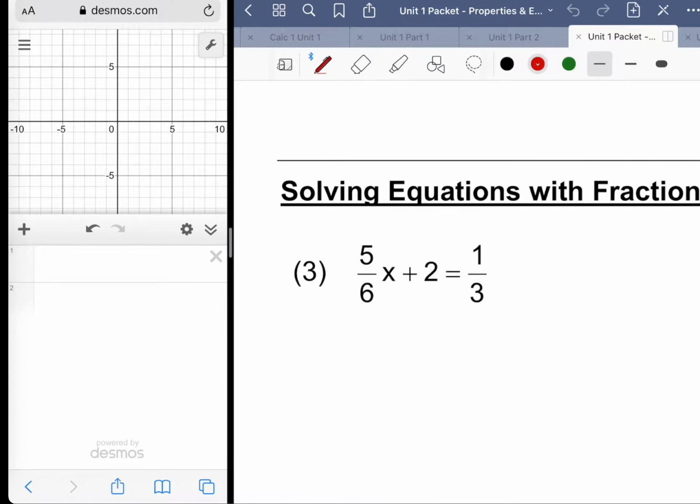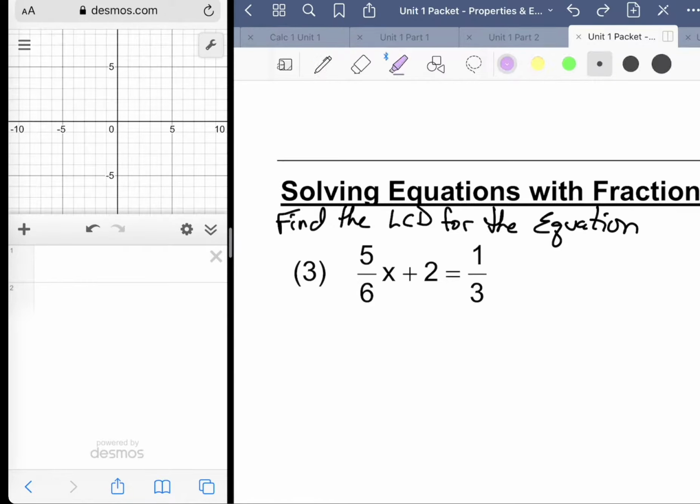So if we look at this, the first thing we would do is find the LCD for the equation. Now, you look at this and you say, okay, well, I'm not worried about the 2, and if you're thinking that, then you're good. But you could also say that 2 could be thought of as 2 over 1. It's up to you, but if it's already a whole number, it's irrelevant. So you could go either way with that. The two numbers we're interested in here are 3 and 6.